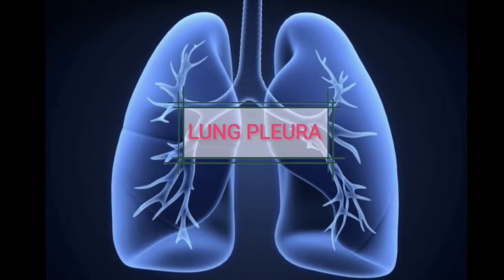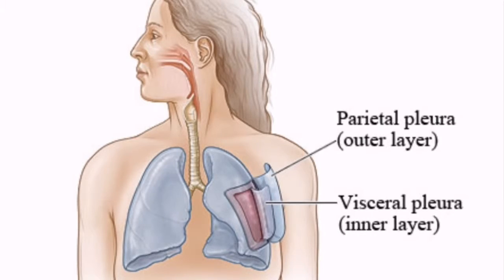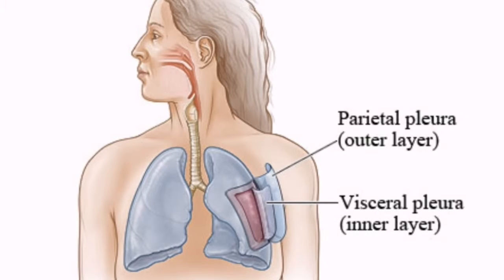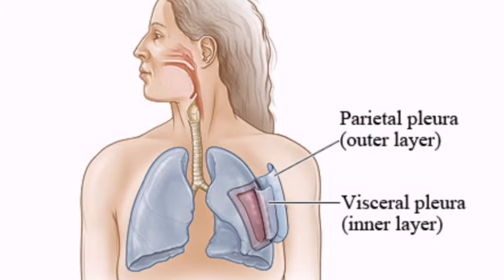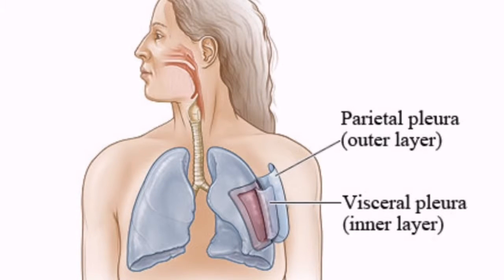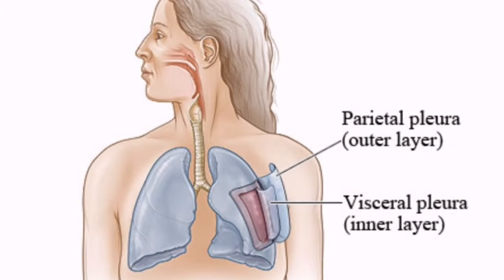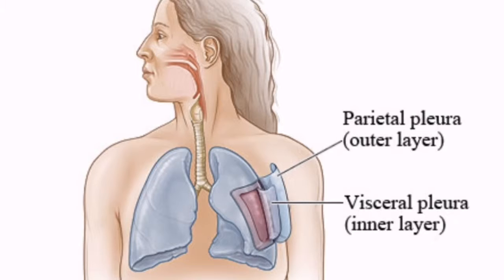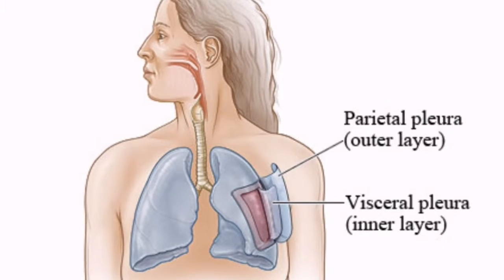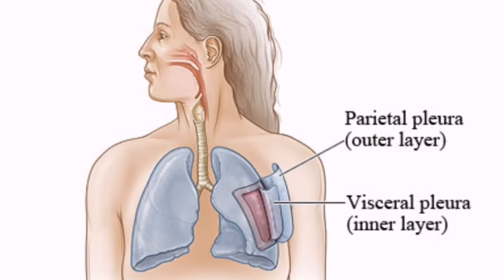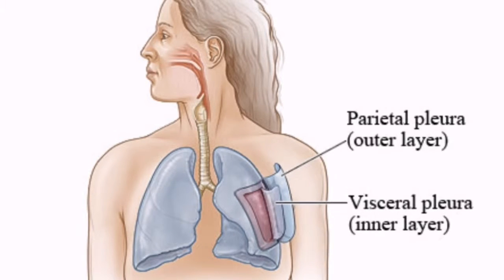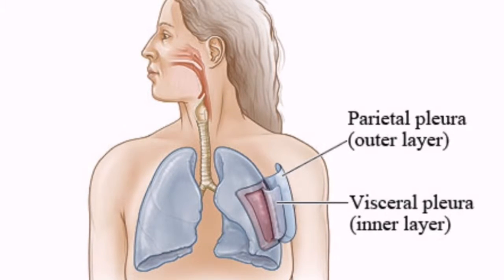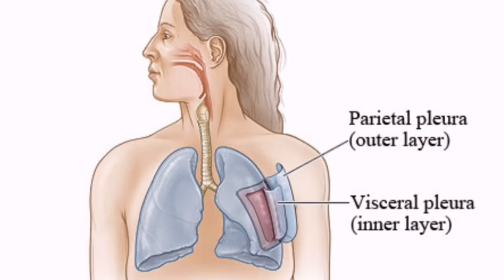The lung pleura. The pleural cavity and its infolding serve as the lubricating fluid that allows for lung movement within the thoracic cavity. There are two layers that contribute to the pleural cavity: the parietal pleura and the visceral pleura. The parietal pleura is a membrane that lines the chest cavity containing the lungs. The visceral pleura is a membrane that lines the lung surface.